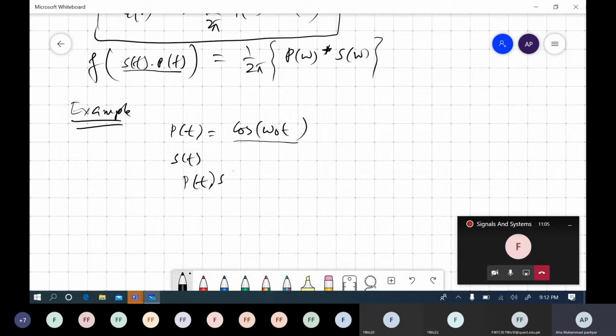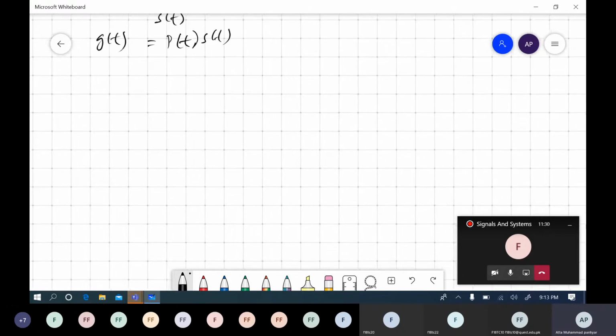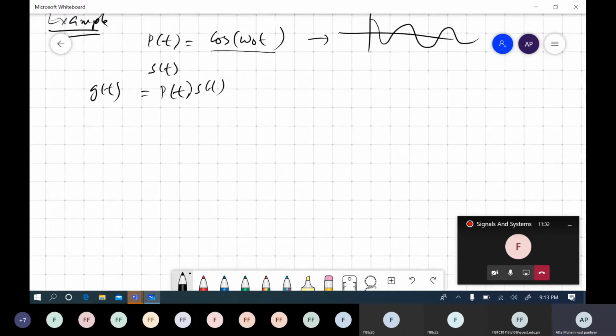P of t into s of t, and let's call their product g of t, as we discussed earlier, right? So you know that this function cos omega naught t is a periodic function that exists from minus infinity to infinity. Now, multiplying it with another signal is a very difficult task, but another way is to compute the spectrum of both signals and then multiply them.